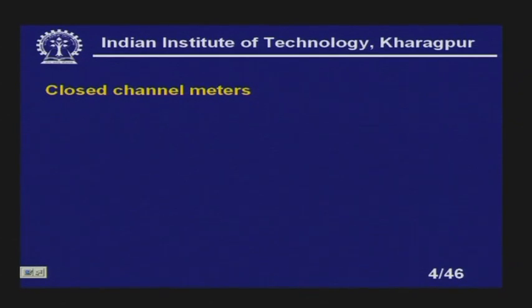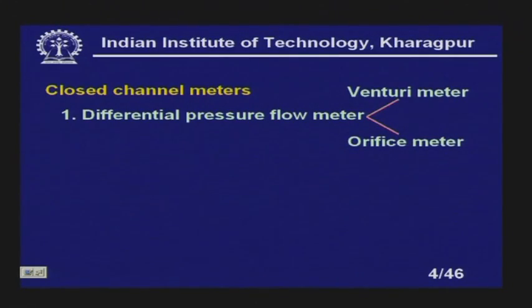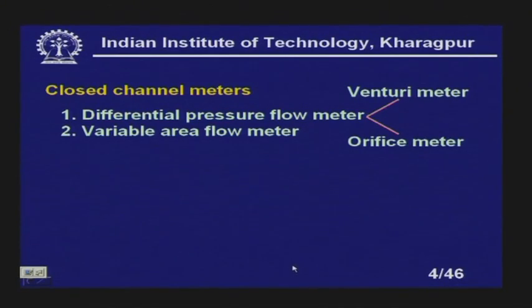Now, I am just giving a glimpse of closed channel meters. I have not come to the details of this particular lesson yet. Closed channel means a closed pipe where I am interested in measuring the flow. In that type of situation we will mostly use differential pressure flow meters, and among them we have venturi meters and orifice meters. This we will discuss in much detail. We have variable area flow meters as I discussed. These are also closed channel meters, and the rotameter is one good example of a variable area flow meter used in a closed channel.